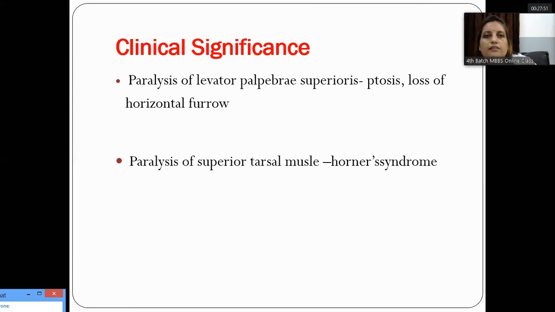So what is the clinical significance? The paralysis of the LPS will result in ptosis or loss of the horizontal furrows, and paralysis of the superior tarsal muscle will result in Horner syndrome.